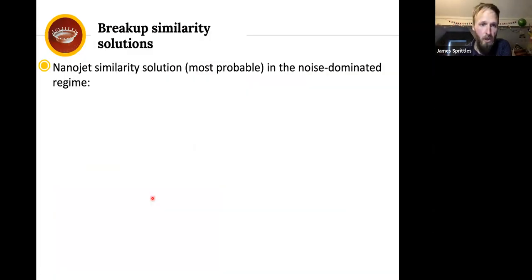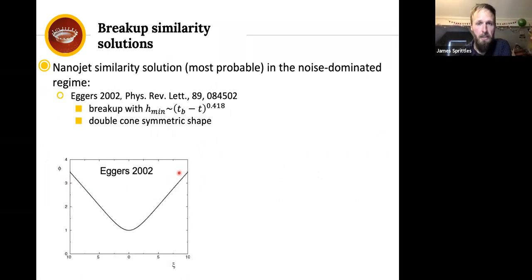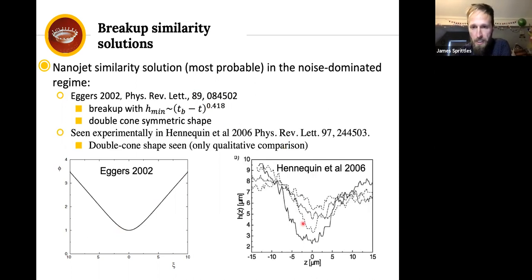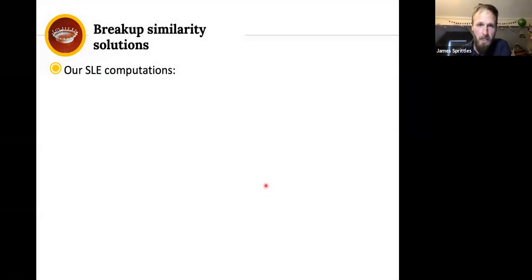Well, believe it or not, there's actually a similarity solution in that case as well, proposed by Eggers. And essentially what he considered is the most probable breakup shape in the noise-dominated regime. Noise-dominated basically means that surface tension is neglected. And importantly, you see this symmetric shape reappearing. And you have a power law for the breakup, which goes like 0.4. And there's been some kind of verification, although qualitative rather than quantitative, from the colloid polymer mixtures I showed you earlier. So we can now focus our stochastic lubrication equation on this process.